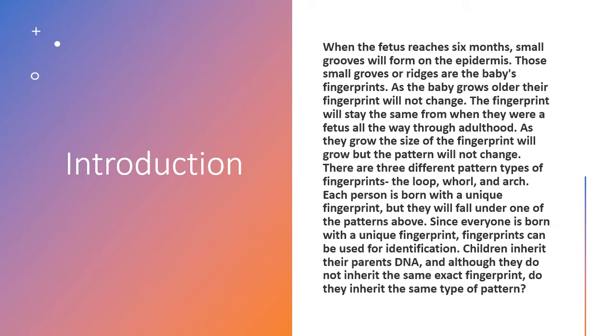There are 3 different pattern types of fingerprints: the loop, the whorl, and the arch. Each person is born with a unique fingerprint, but they will fall under one of the patterns above. Since everyone is born with a unique fingerprint, fingerprints can be used for identification. Children inherit their parents' DNA, and although they do not inherit the same exact fingerprint, do they inherit the same type of pattern?